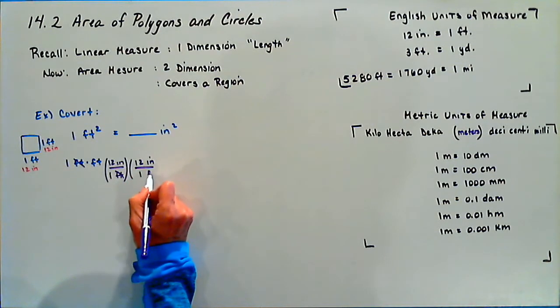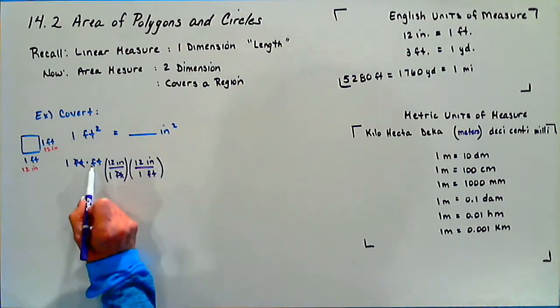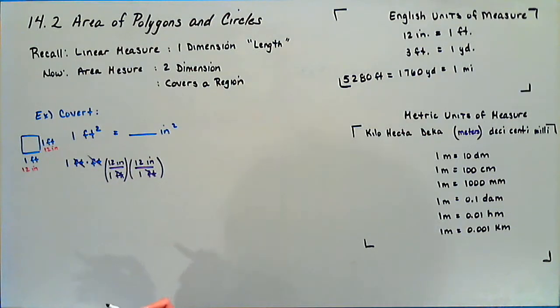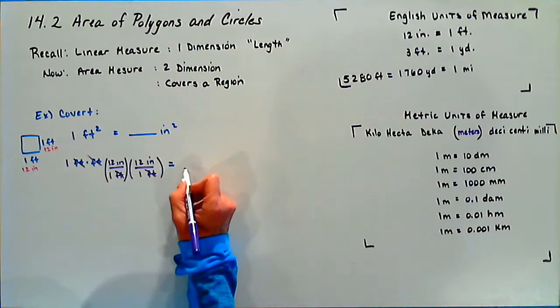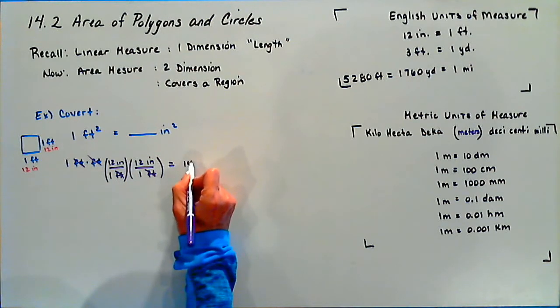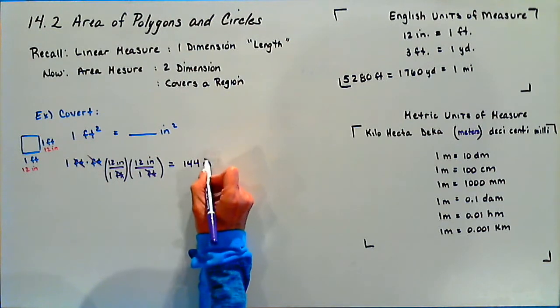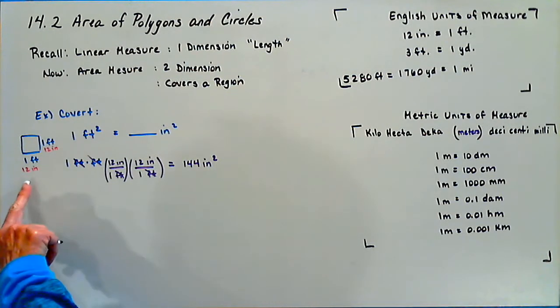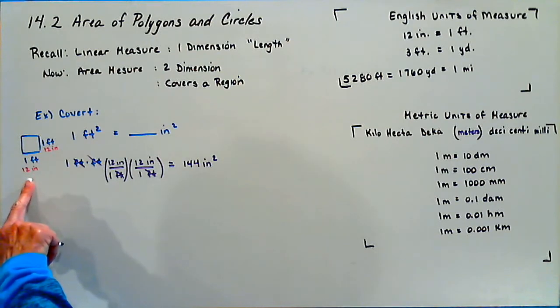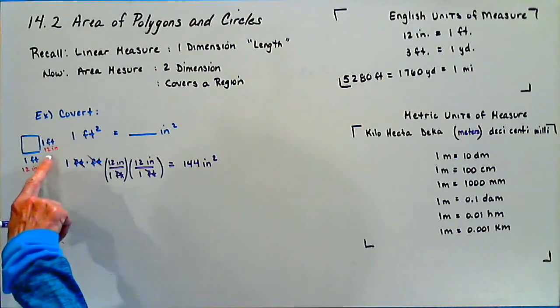12 inches is the same as 1 foot. That's now going to reduce that unit of measure, and by multiplying horizontally, I end up with 12 inches times 12 inches, which is 144 square inches, or inches squared. Same thing you would have had if you had this square or rectangle and you went base times height.